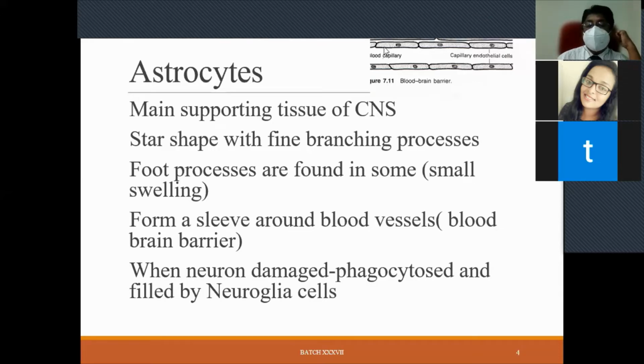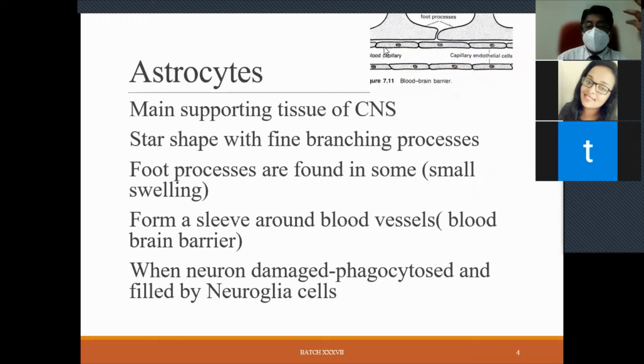And covering the blood vessel forms a structure called the blood-brain barrier. The importance of the blood-brain barrier is that it prevents toxic substances from entering the brain. The blood vessel carries various substances other than the blood cells. There can be some chemicals that travel in the plasma. If those toxic chemicals enter the brain, they can harm the neurons.